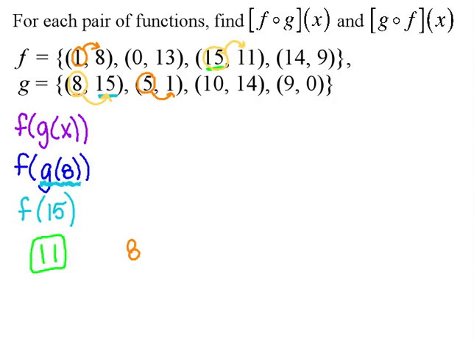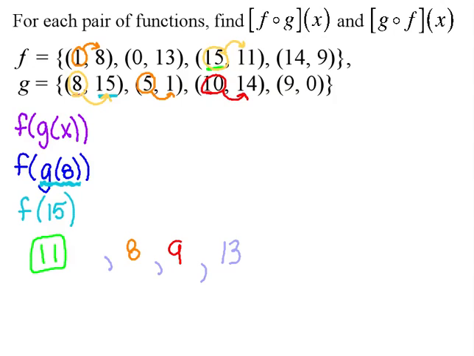What is the next one going to be? 10. 10 goes to where? 14. 14 goes to 9. And then what's your very last one going to be? 13. So there are your 4 answers for f of g of x.